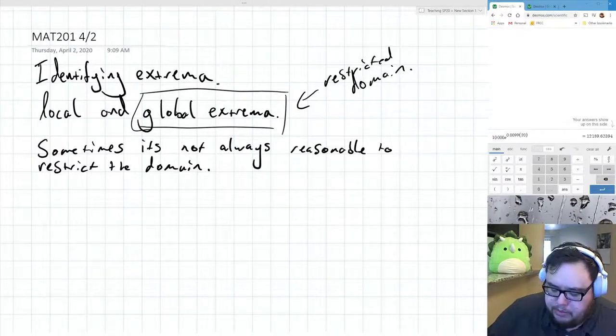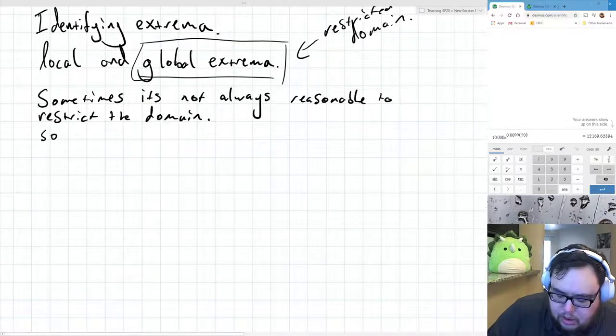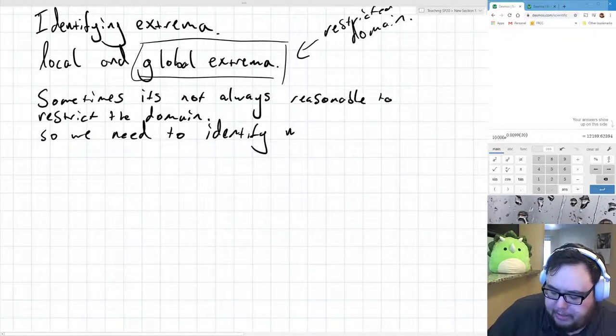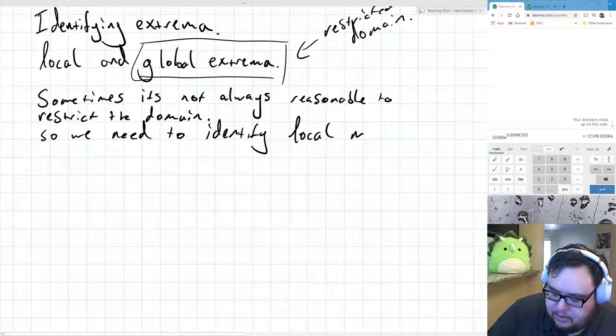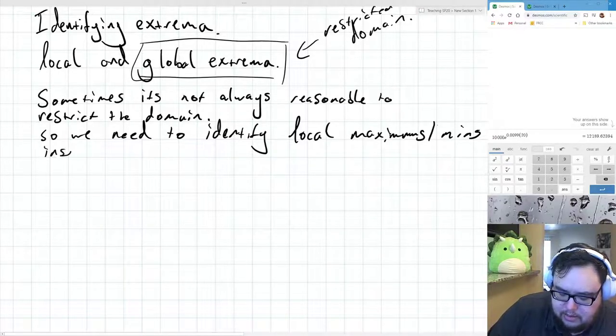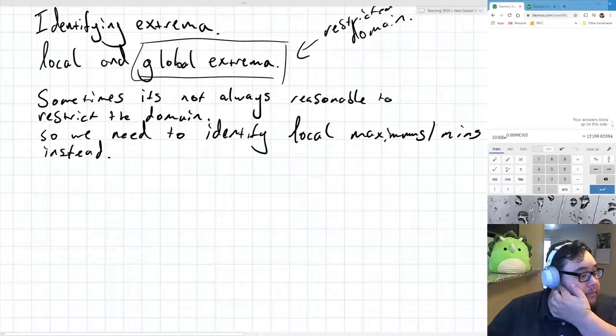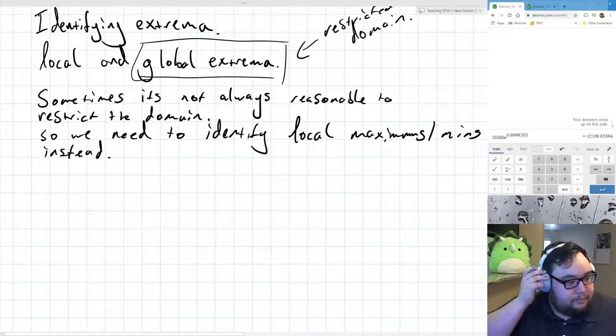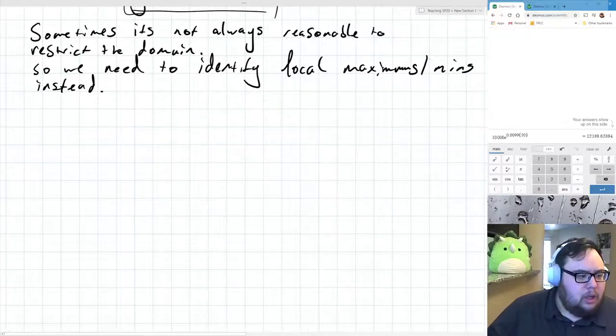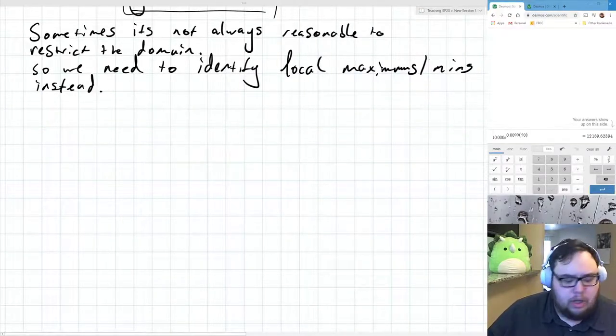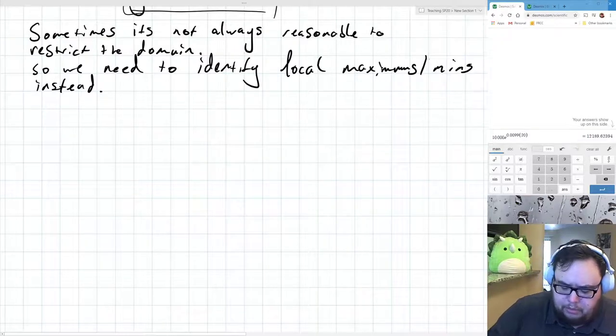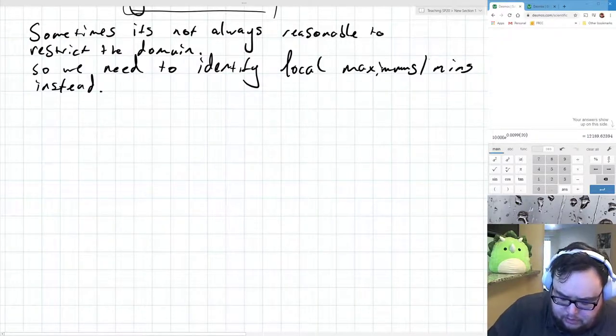So sometimes it's not always reasonable to restrict the domain, so we need to identify local maximums and minimums instead. A few weeks ago, we talked about the importance of critical points, right? And critical points.